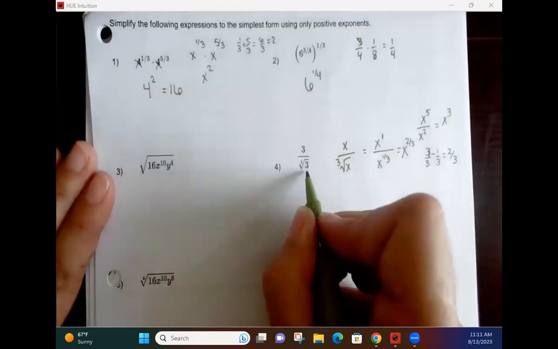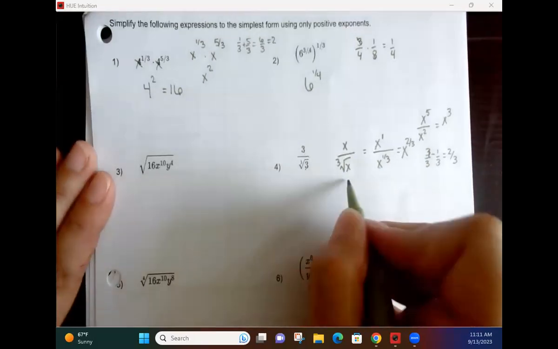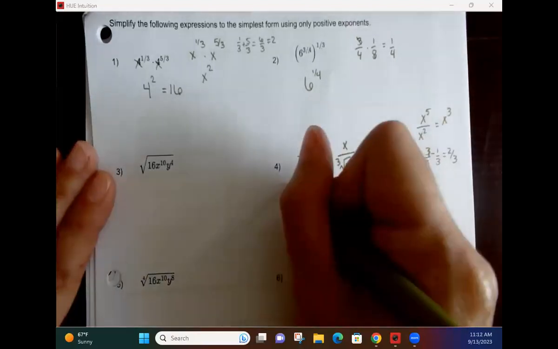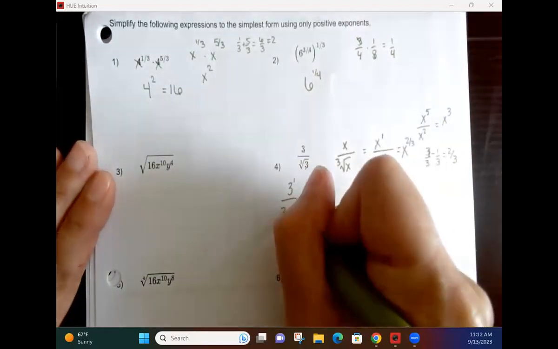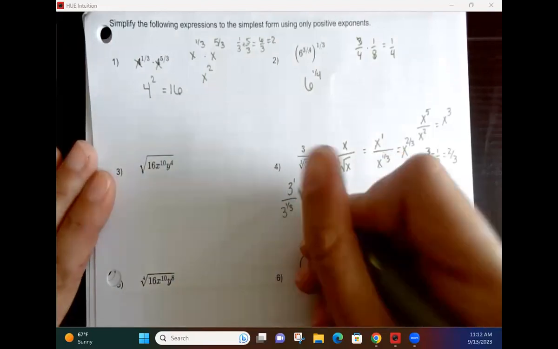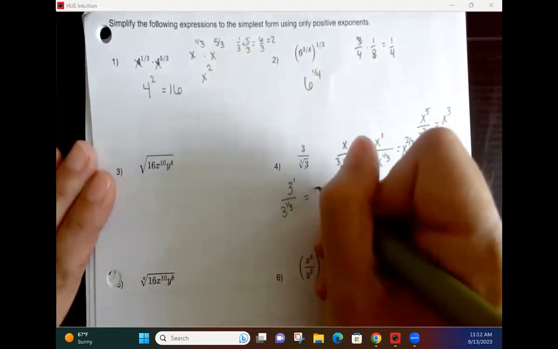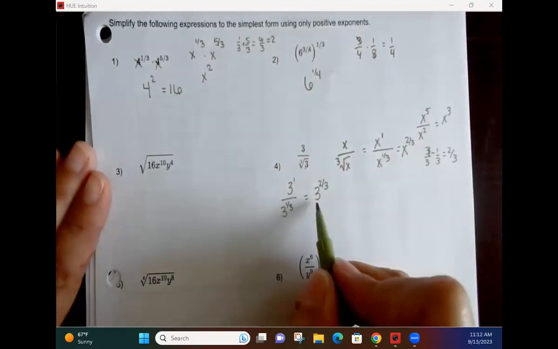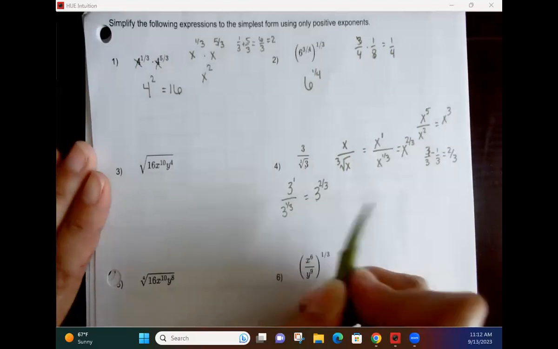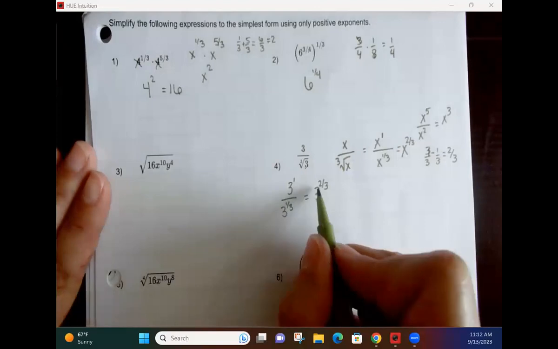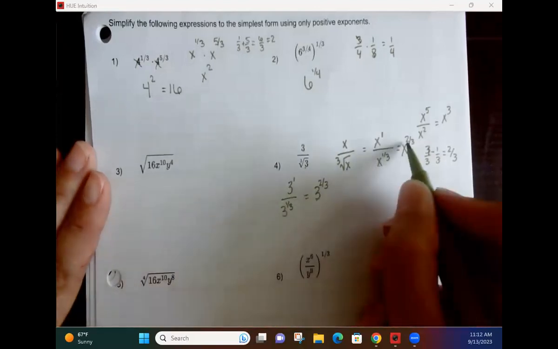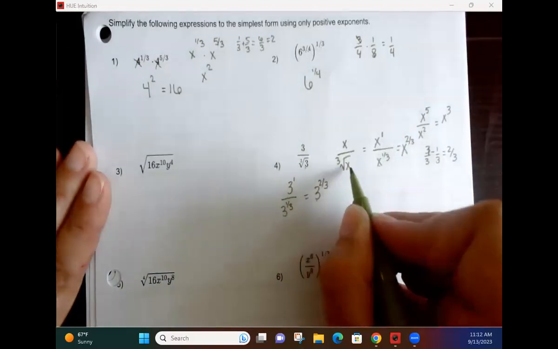Now for this particular problem, my base is 3 instead of x, but that doesn't change the way I would do the problem. This would be 3 to the 1st over 3 to the 1/3. Subtract the exponents, and we get 3 to the 2/3. Notice the base for my exponent did not change. It's still 3. I did not do anything to this 3. It is the same 3 that was here and here, just like this is the same x that was here and here.